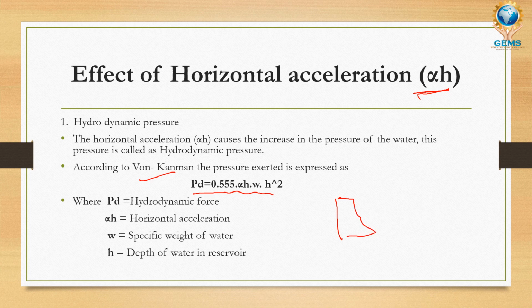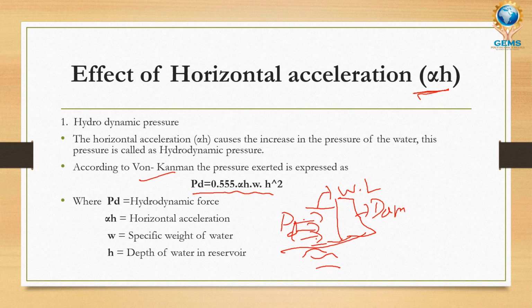This horizontal acceleration generally acts in the upstream portion. If you take a dam like this, and this is the water, the earthquake forces act from the base portion of the foundation of the dam, generally in this way. This is the water level, WL, and this is the dam. The pressure acting here is PD, which is generated due to these earthquake forces and induces the horizontal acceleration alpha h. So PD is equal to 0.555 into alpha h into W into h squared.